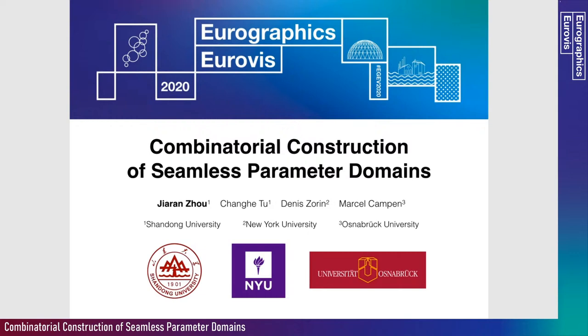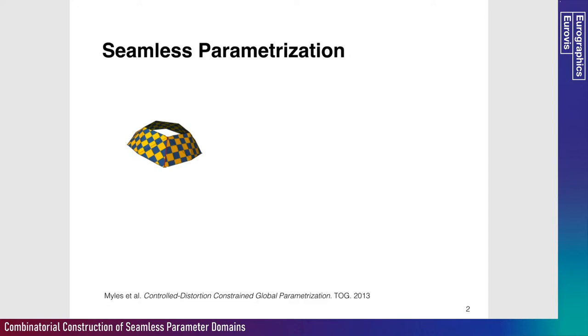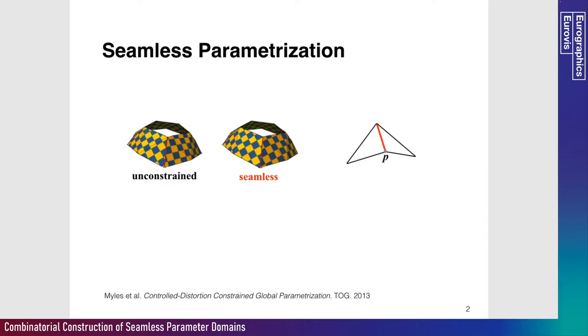So what is this about? When globally parameterizing surfaces, this is not possible without cuts or seams. Intuitively, a parameterization is called seamless if across these cuts the parametric lines continue smoothly. Concretely speaking, a point P on a cut has multiple images in the parametric domain, here Q1 and Q2, on the two sides of the cut.